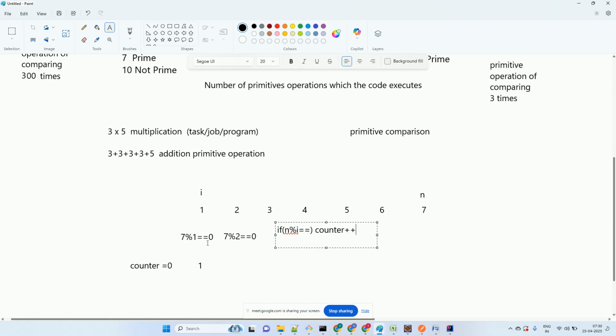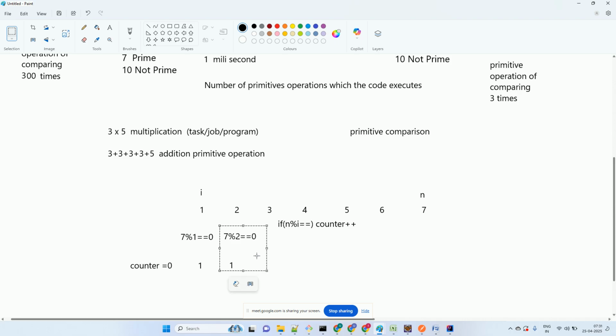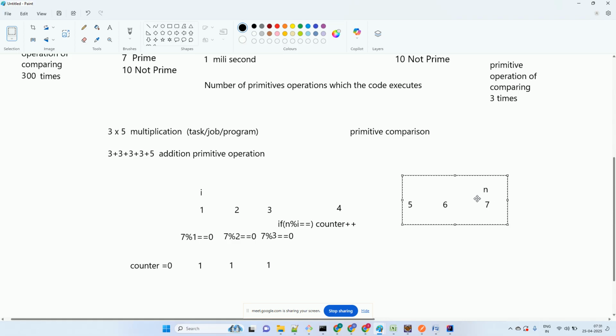So does 7 mod with 1 give me 0? Yes, counter plus plus. 7 mod with 2 gives me 0? No, so counter stays the same. Likewise, 7 mod with 3, will it give me 0? No. Counter still remains the same. 7 mod with 4? No. So I am comparing. How many times do you think I will compare? I will compare n times.